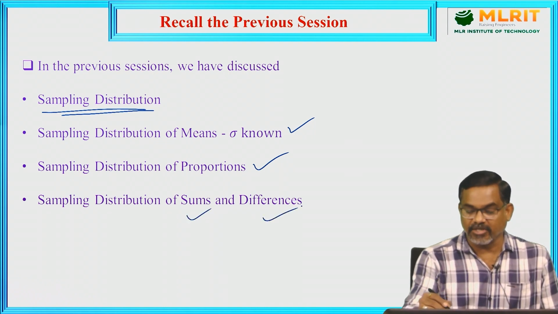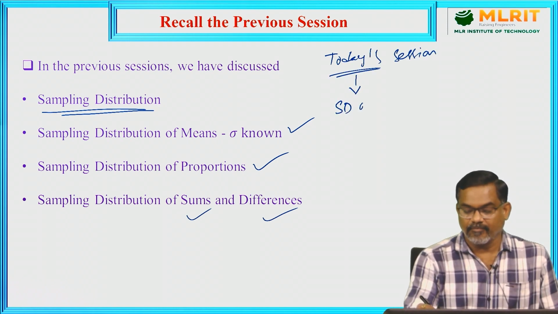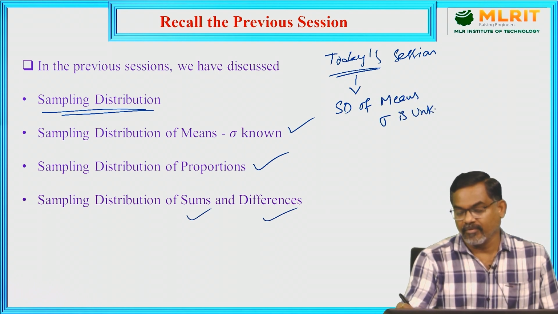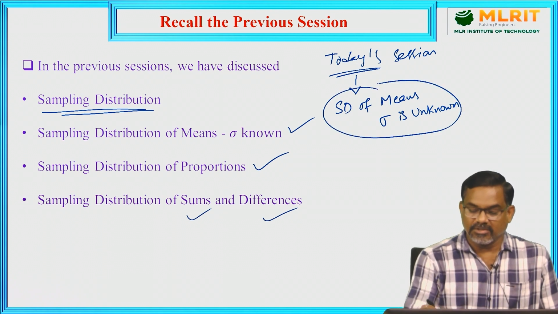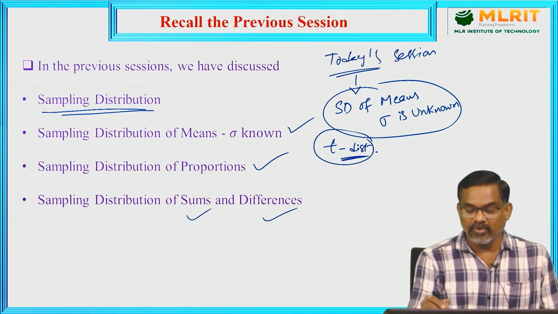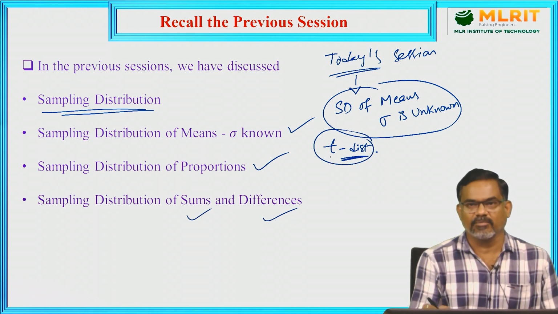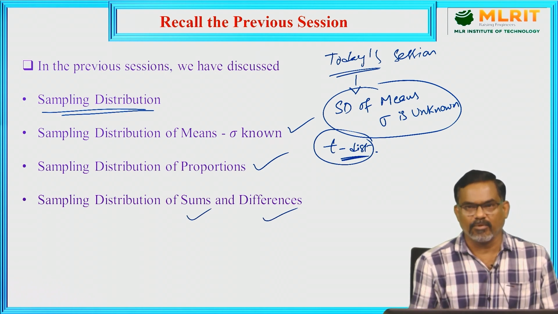In today's session, I would like to introduce the sampling distribution of means when sigma is unknown. That means when the standard deviation of the population is not given, then we use the t distribution. Here we introduce the t distribution, then we discuss the t curve and the t distribution table and solve some simple problems also.